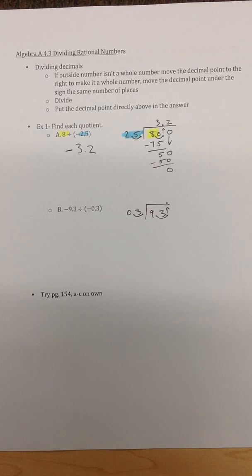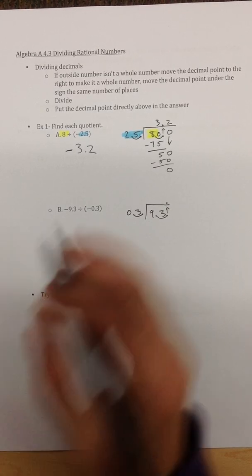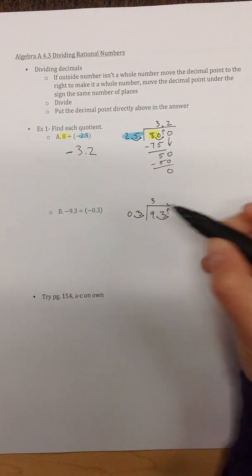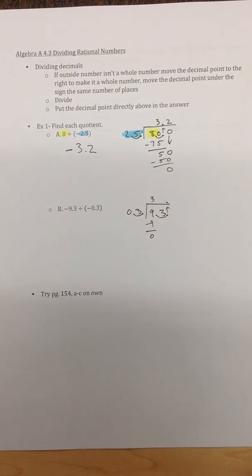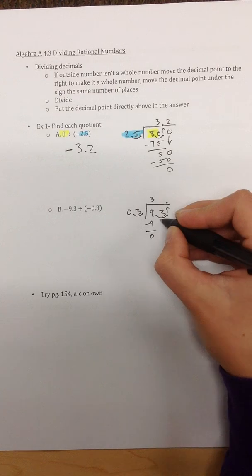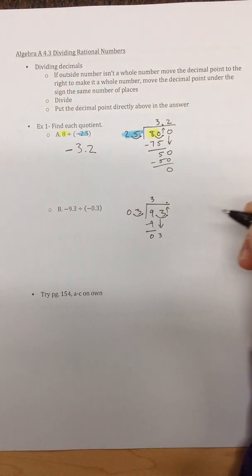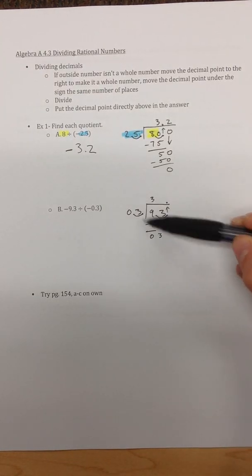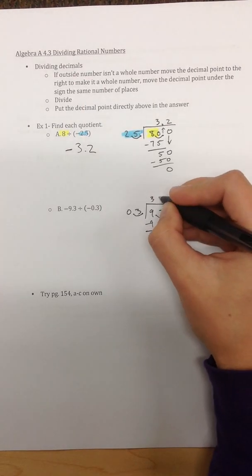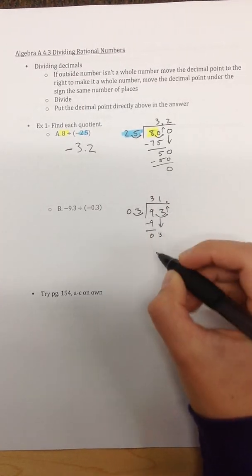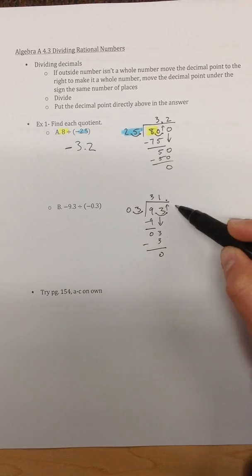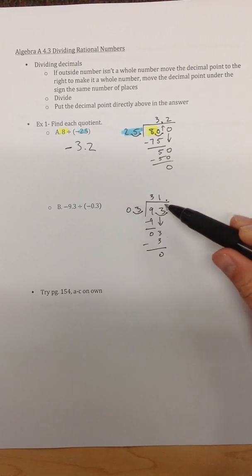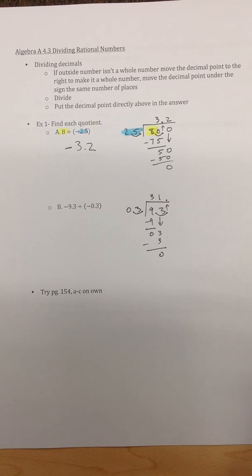Now I want to see how many times 3 goes into 9, which is 3 full times. 3 times 3 is 9. Then 9 minus 9 is 0, so that comes out nice. Then I drop down my 3. How many times does 3 go into 3? 1 time. 3 times 1 is 3, and 3 minus 3 is 0. I've got nothing else to drop down there, so my answer is going to end up being 31.